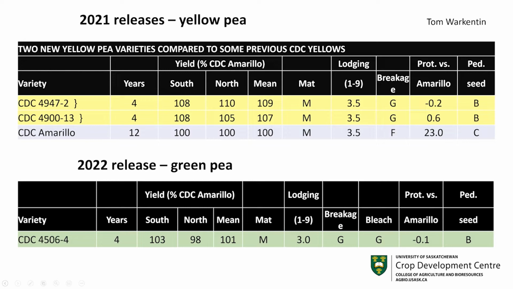And then the green one, CDC 4506, is a green pea with four years of station data. It's very strong yield in the south, and about similar to the check, Amarillo, in the north growing region. Medium maturity, good seed breakage, good bleaching tolerance, and protein about similar to Amarillo.